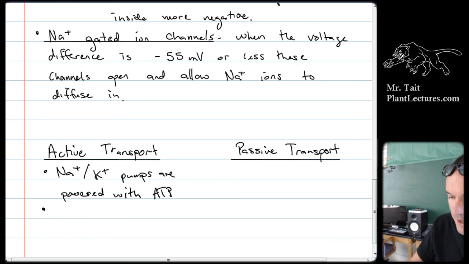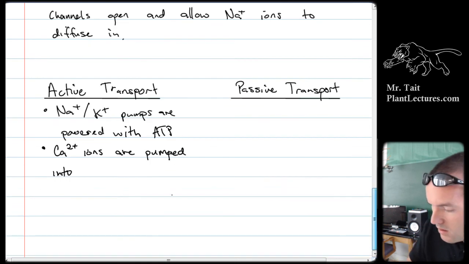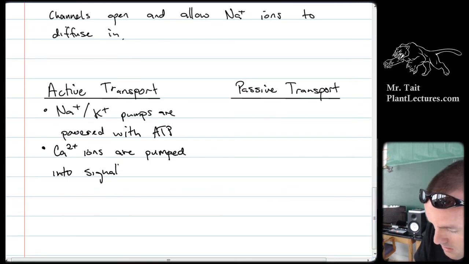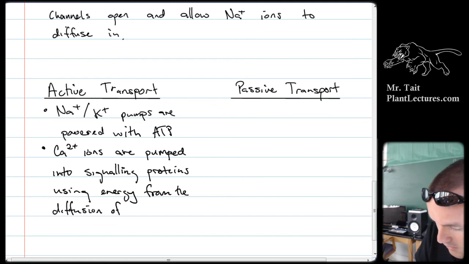Okay, and there's one other spot. It has to do with those Ca2 plus ions. So the Ca2 plus ions are pumped into signaling proteins using energy from the diffusion of Na plus ions.